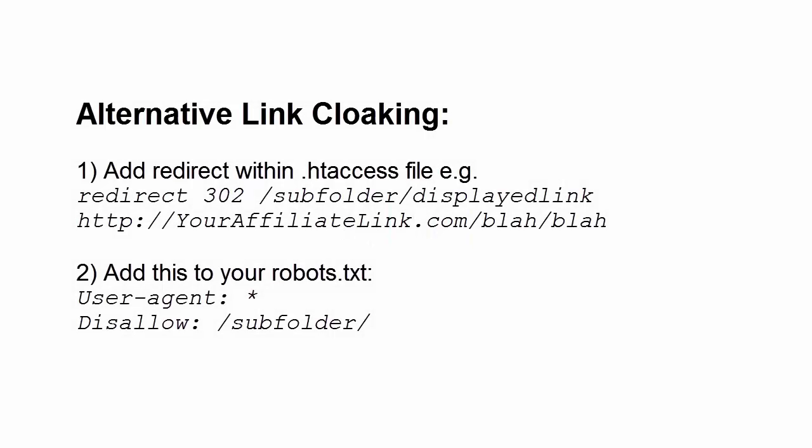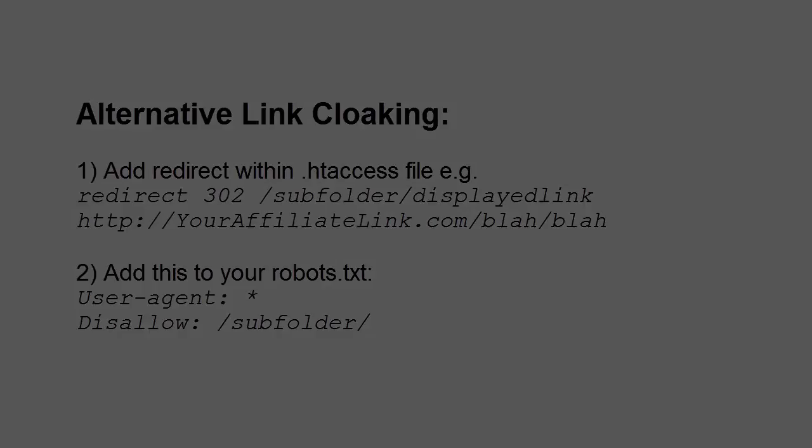An alternative approach to using a plugin is to set it up via your htaccess and robots.txt file. To do that, simply add this line to your htaccess file, noting that the first link is your displayed one and the second is where it's been redirected to. And for your robots.txt, simply add the disallow statement, noting that the subfolder is where the display link is referenced. This additional measure is the equivalent of adding a nofollow attribute to the link.